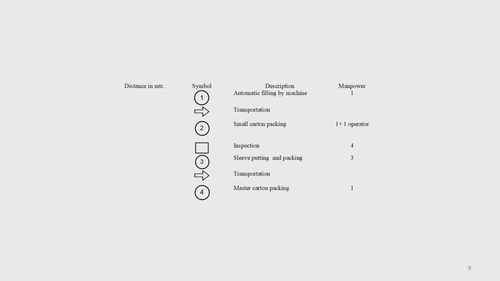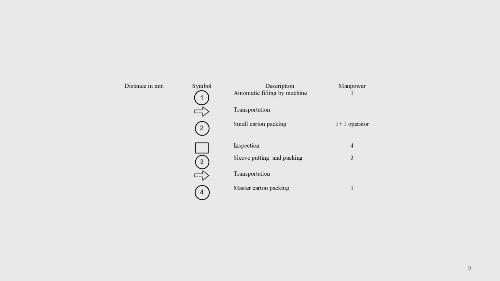Then another one: automatic filling by machine, one operation. Transportation, another operation. Transportation is shown by an arrow. Small carton packing, inspection by square, sleeve putting and packing, then transportation, then master carton packing. So these are examples of the flow chart. That way we understand the process, how it is going on at present. That is the one step.